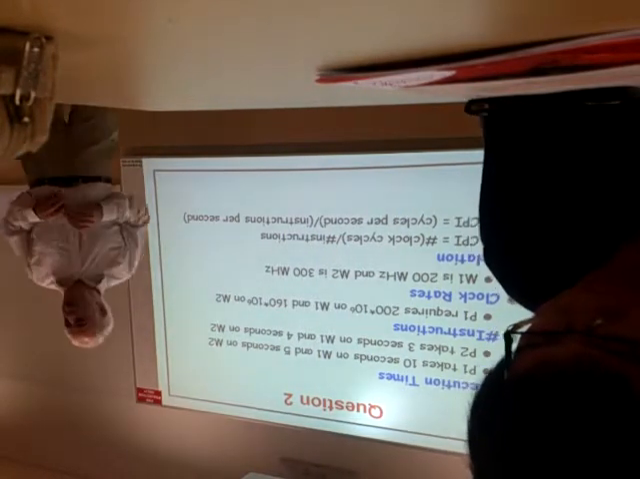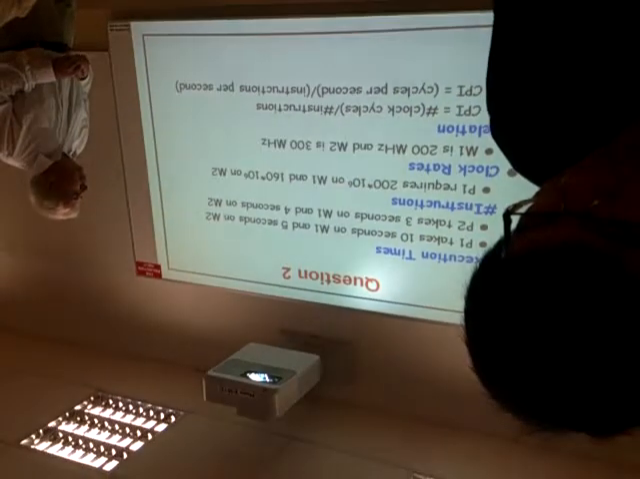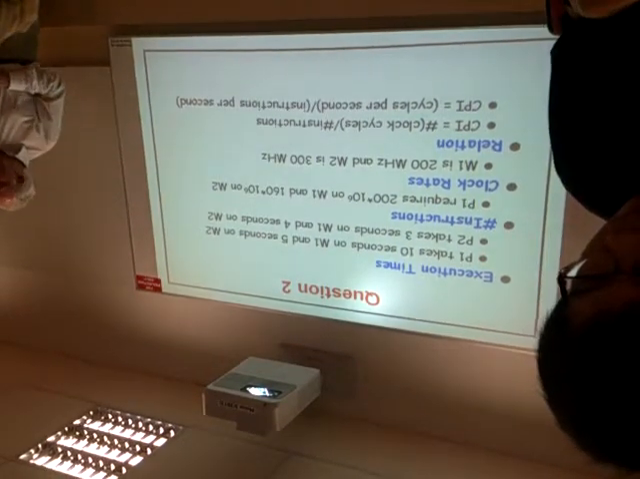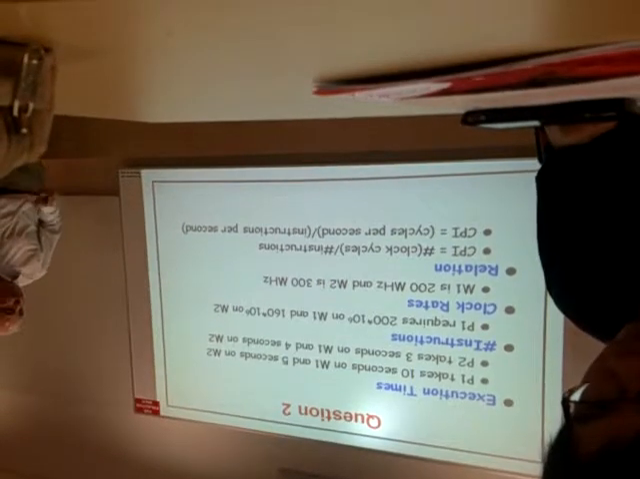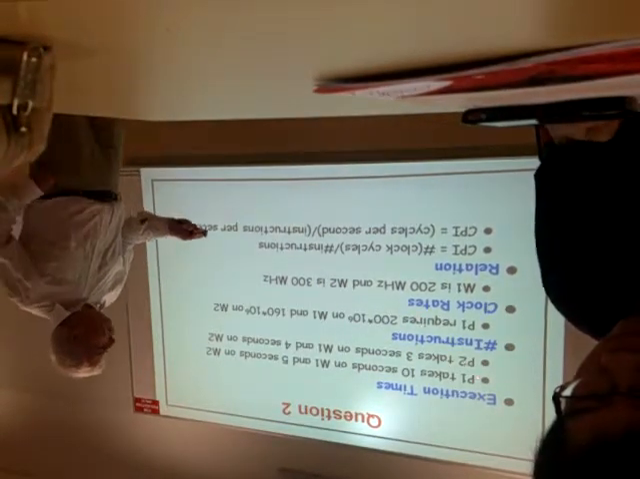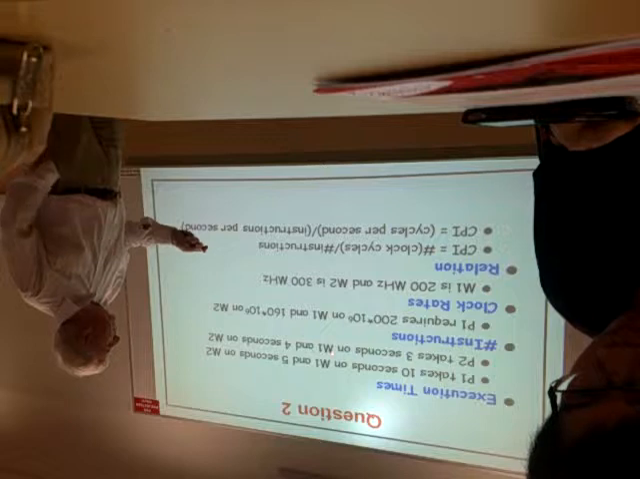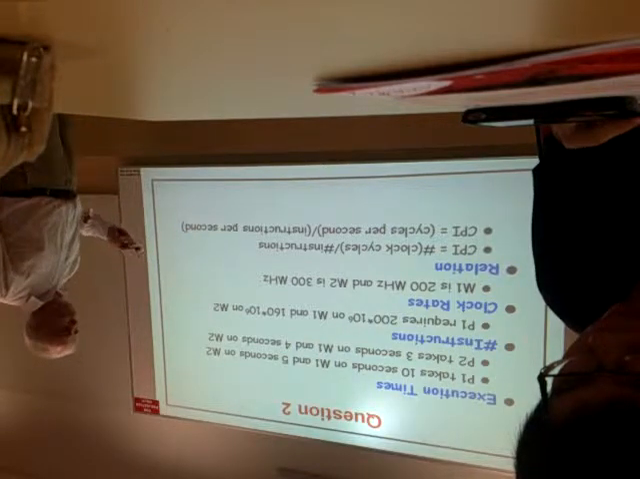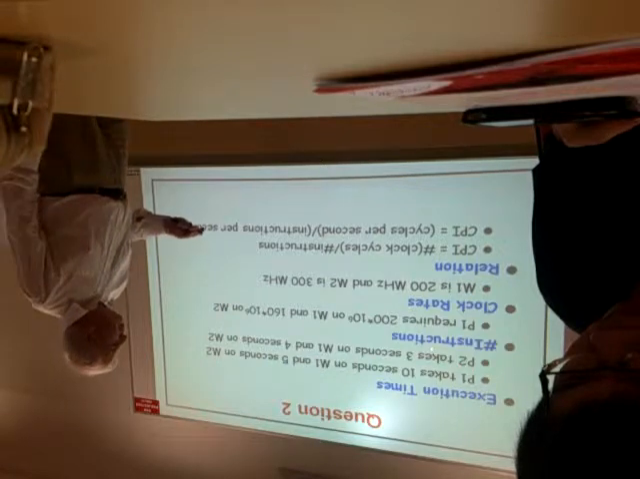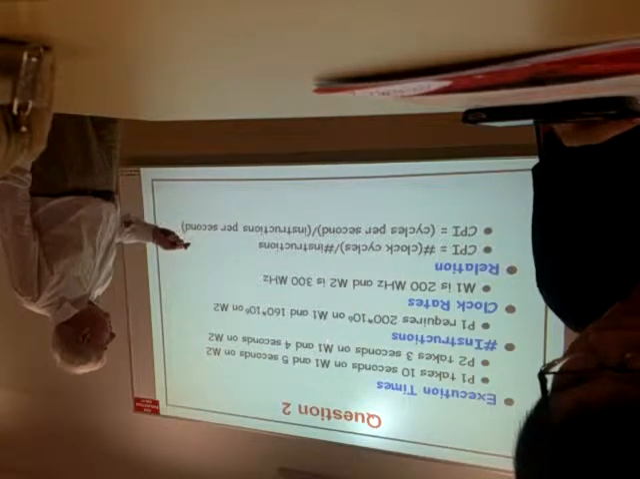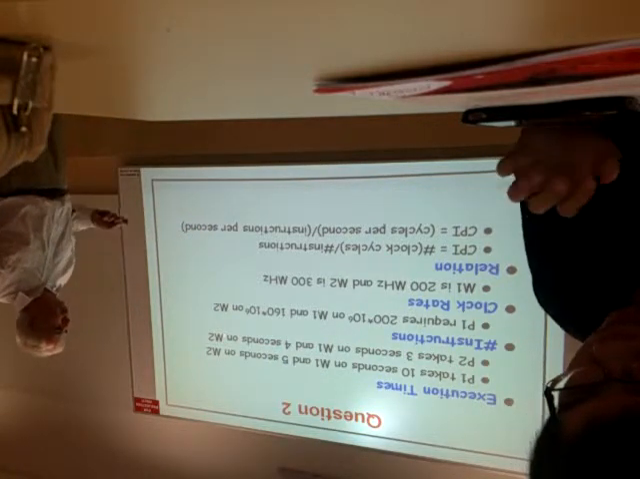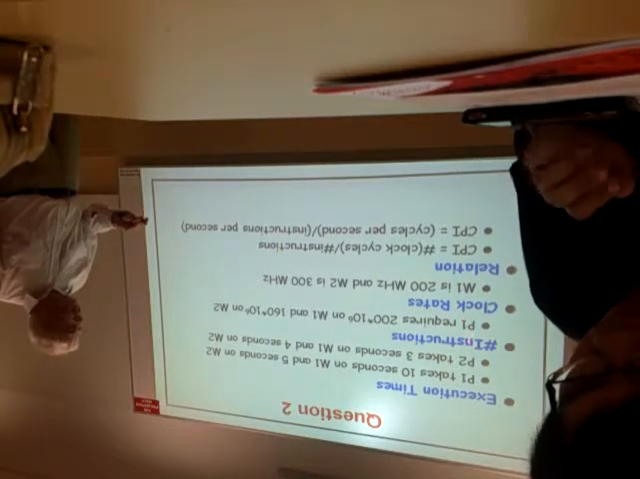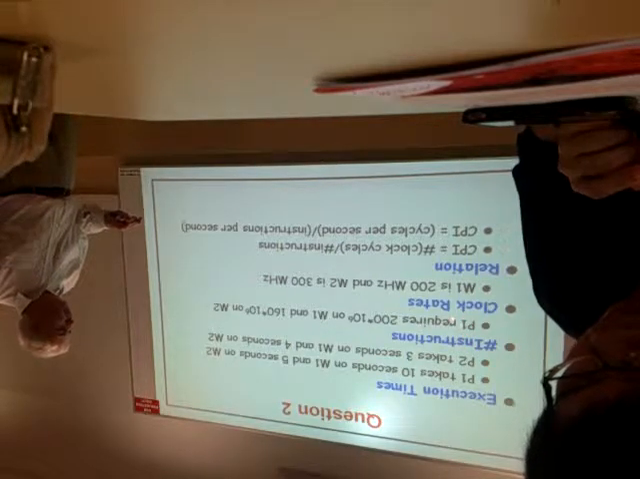Okay, so for question number 2, again we're given some information. We have 2 programs and 2 machines. Program P1 takes 10 seconds on machine M1 and 5 seconds on machine M2. Program P2 takes 3 seconds on machine M1 and 4 seconds on M2. We're told the number of instructions.